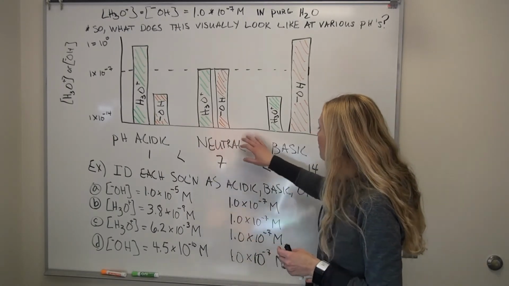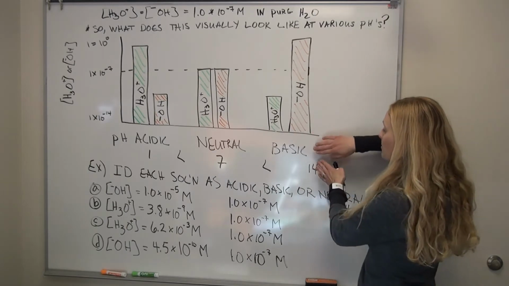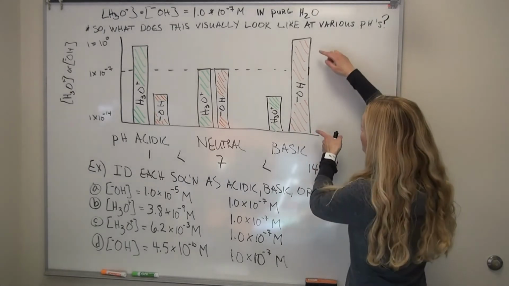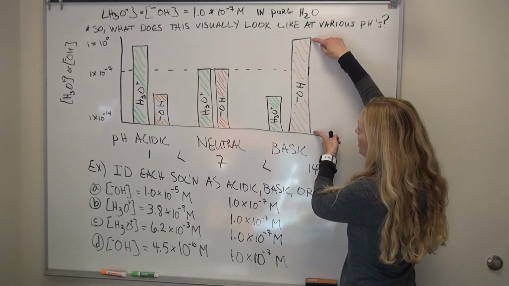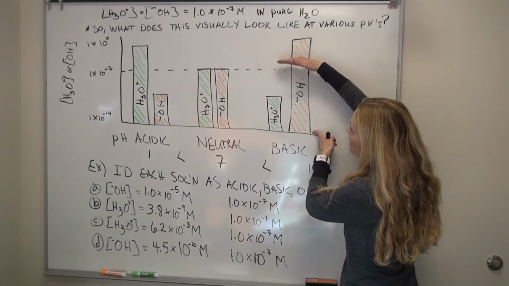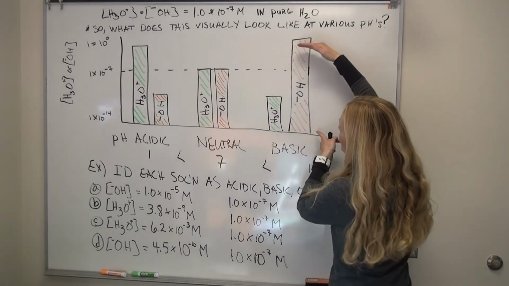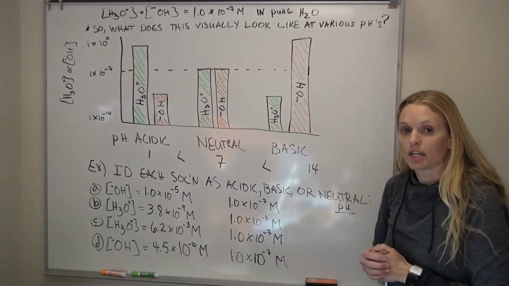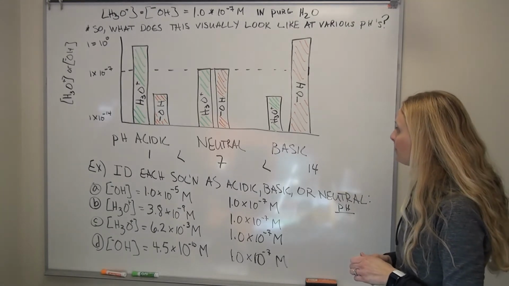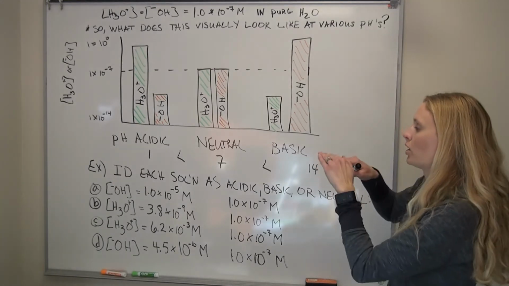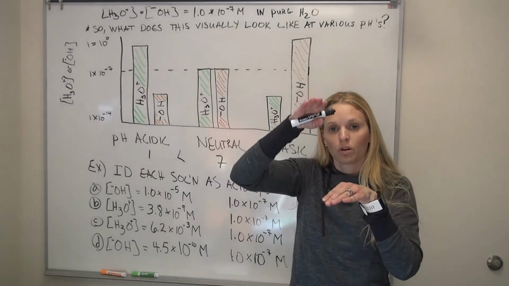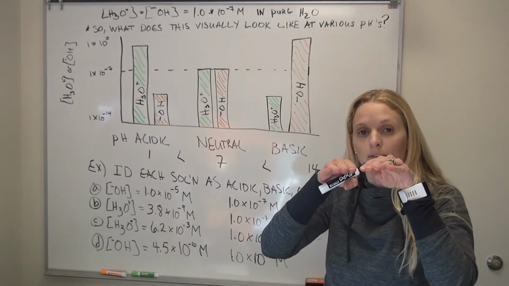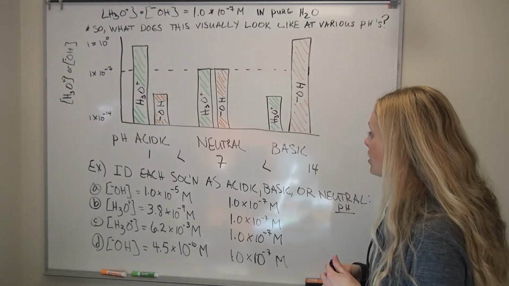Okay, and then for basic conditions, the ion that describes bases is the hydroxide ion. So I'm going to have a lot of hydroxide ion with respect to that equal ratio amount here, and I'm only going to have a really small amount of the H3O plus ion there. Okay, so that's kind of what it looks like. If you have more of one than the other, then it's going to be acidic or basic. If you're about the same, then you're at neutral pH conditions.